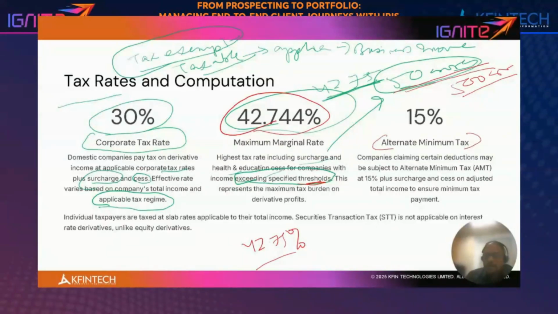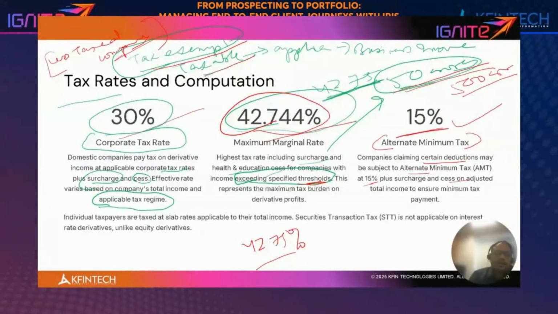Alternate minimum tax: companies claiming certain deductions may be subject to AMT at 15% plus surcharge and cess. Why? As I mentioned, there could be entities which could be tax exempt, taxable, or there could be lesser tax companies. It could be MSME or some other kind of categories. We should not get into the detail of what kind of companies it will be. But these are the three different types of taxes that are applicable. The highest is 42.75, the corporate tax rate, and the applicable tax rate. Applicable tax rate means if it's tax exempt, there will be no tax. If it's a taxable entity, they will be taxed at their current tax rate.